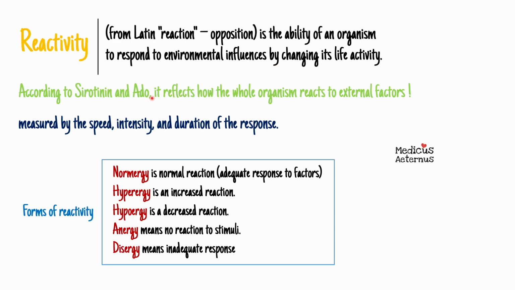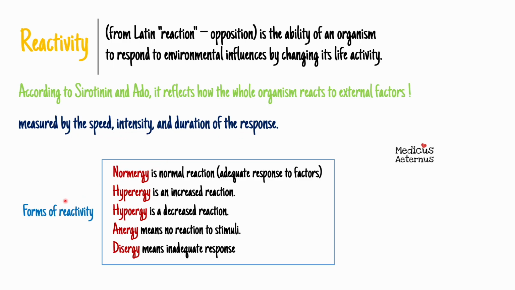Some Russian scientists, Nikolai Nikolaevich Sirotinin and Andrei Dmitrievich Ado, have their own definitions for reactivity, which show how it reflects the whole organism and its reaction to external factors. As Nikolai Nikolaevich said, reactivity is a property of an organism to respond definitely to the action of environmental factors. And what Andrei Dmitrievich said is that reactivity is a property of any organism as a whole to respond to its surroundings by changing its ability to live. All these definitions measure the speed, the intensity, and the duration of the response.